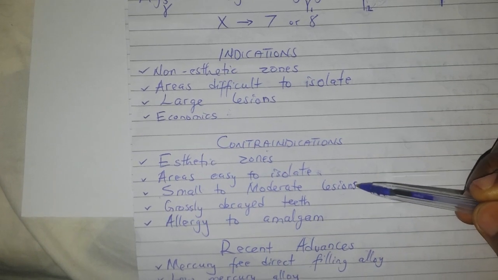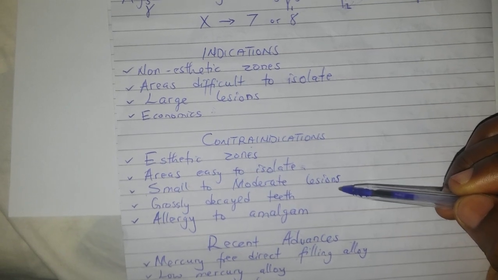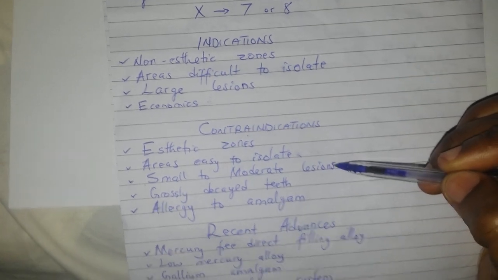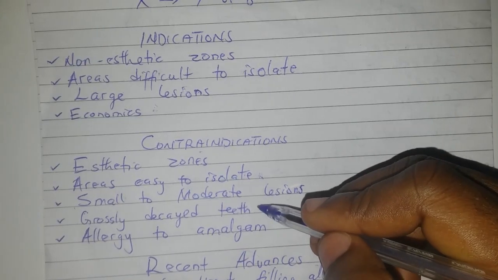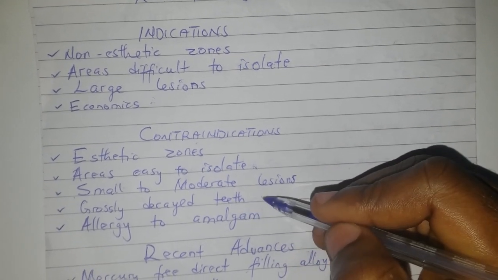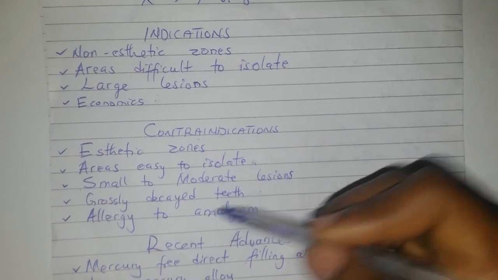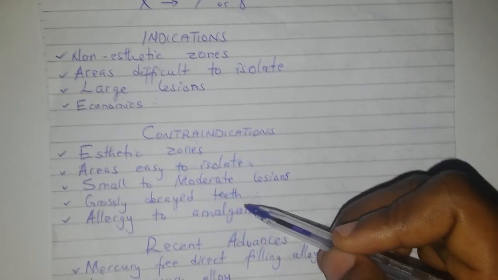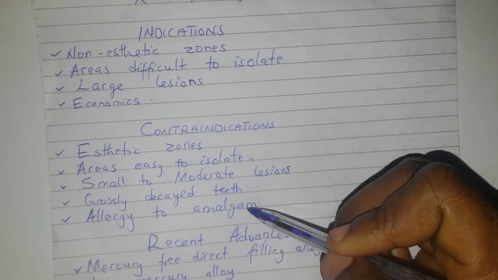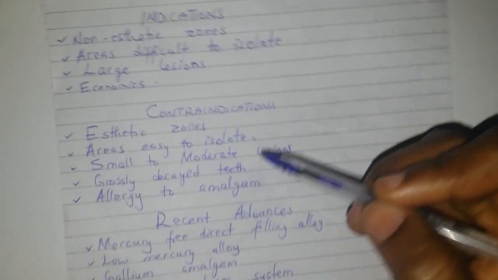This is because tooth preparation for dental amalgam is not conservative at all. You have to give it undercuts, and it requires extension for prevention, which takes a lot of tooth tissue, so we don't want that. And also grossly decayed teeth, because we need tooth structure for the retention of amalgam. So if most of the tooth structure is lost, amalgam is not a good choice. And of course, if the patient has any sort of allergy to amalgam. In fact, if a patient reacts to any form of material, you don't want that material anywhere near the patient's mouth, not just amalgam.